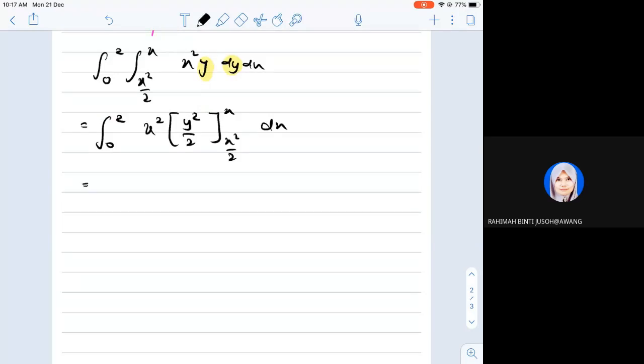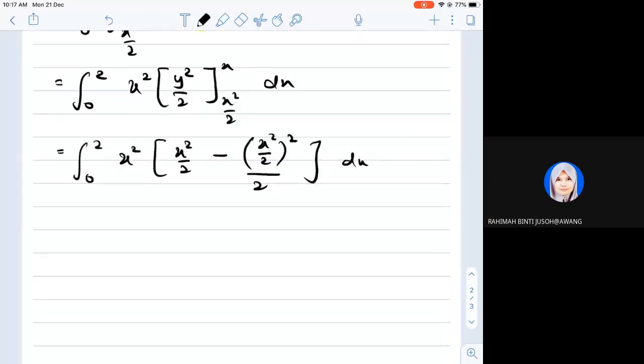So now from 0 until 2, x squared is just a constant, so we just substitute y with x. We have x squared over 2 minus x squared over 2 squared over 2 dx. Okay, so we will have from 0 until 2 x squared minus x squared times x to the power of 4. 2 squared is 4, 4 times 2 should be 8, like this.